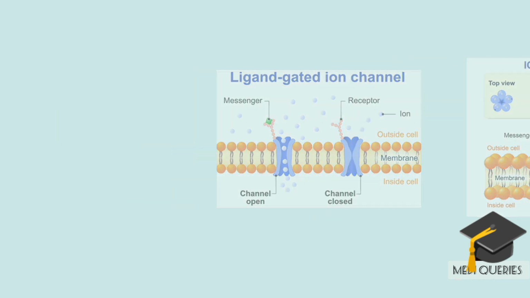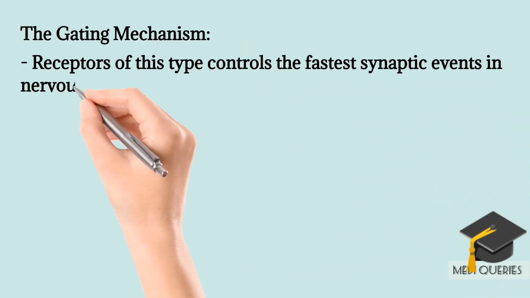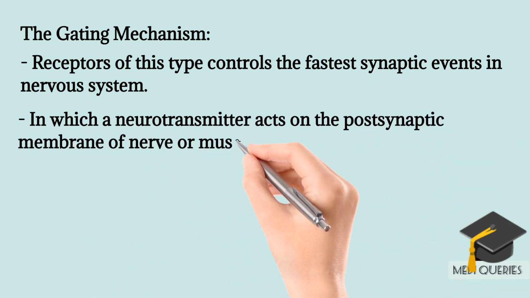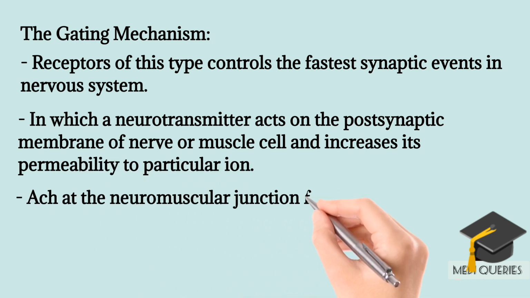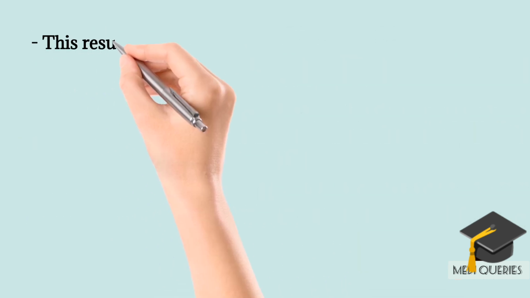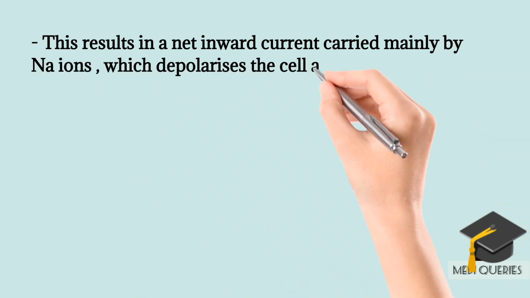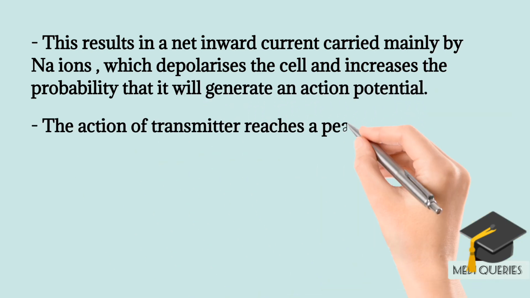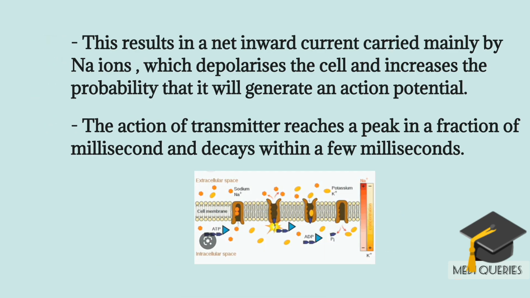The gating mechanism. The receptors of this type control the fastest synaptic events in the nervous system, in which a neurotransmitter acts on the postsynaptic membrane of the nerve or muscle cells and increases its permeability to particular ions. Acetylcholine at the neuromuscular junction, or glutamate in the CNS, causes an increase in sodium and potassium permeability. This results in a net inward current carried mainly by sodium ions, which depolarizes the cell and increases the probability that it will generate an action potential. The action of the transmitter reaches a peak in a fraction of a millisecond.